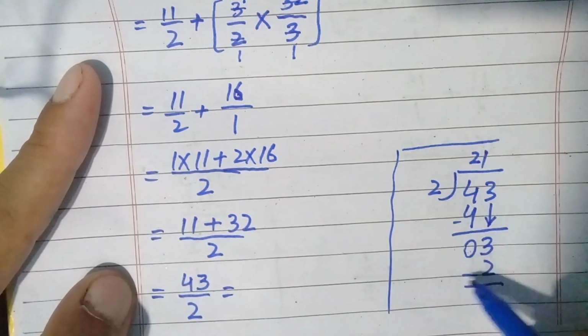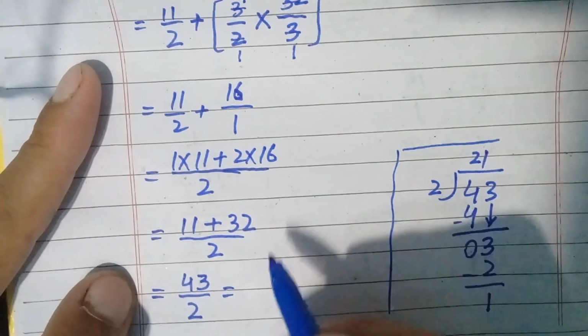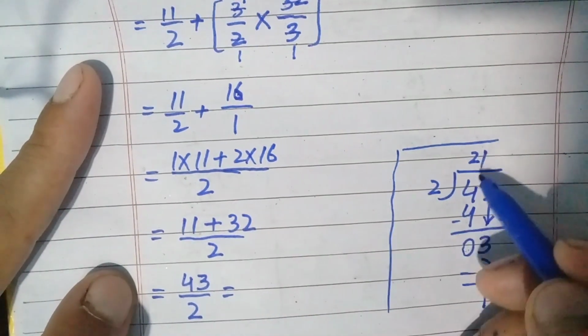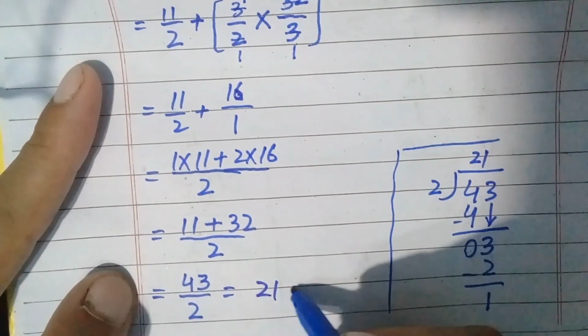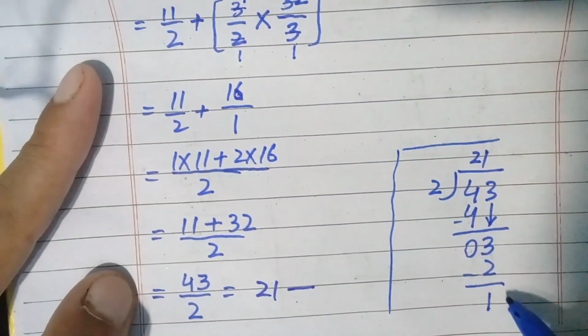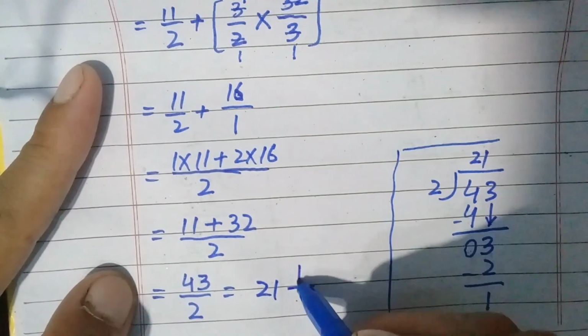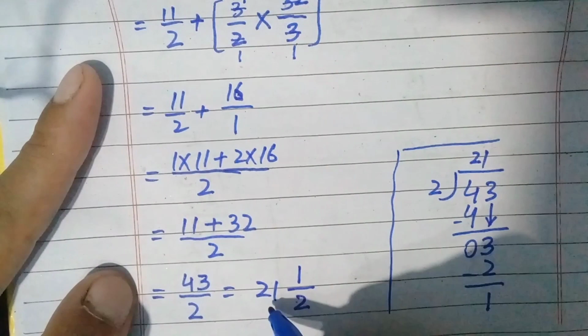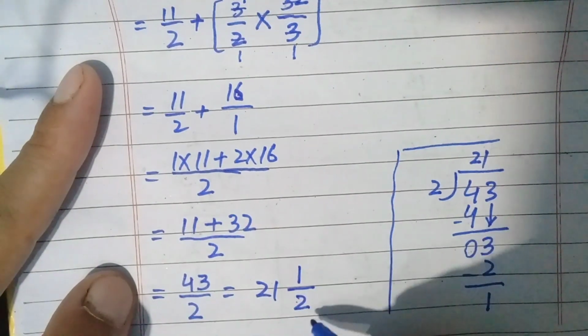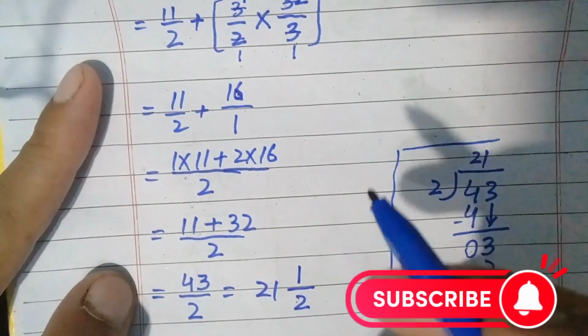Now we will write mixed fraction from this division. So how can we write mixed fraction? We will write this quotient in the whole part, 21, and this remainder in the numerator and this divisor in the denominator. So 21 whole 1 by 2 is the answer of this question.